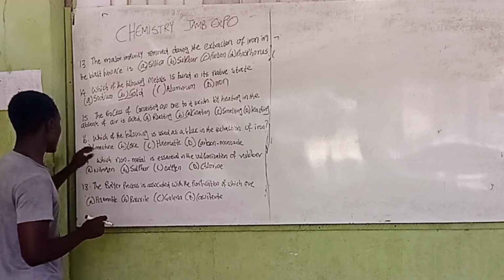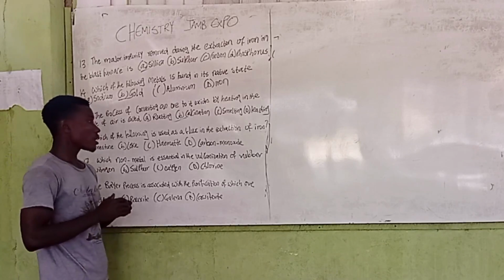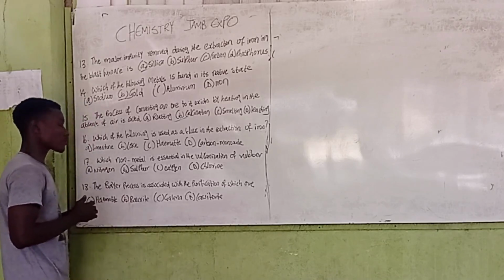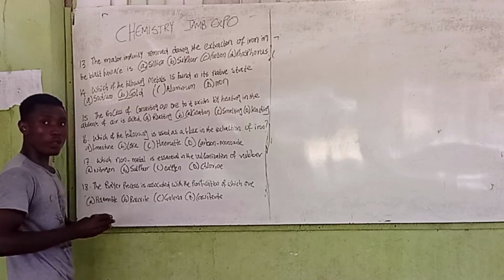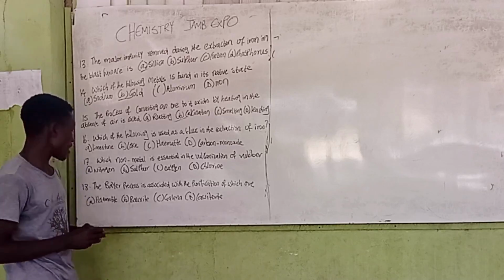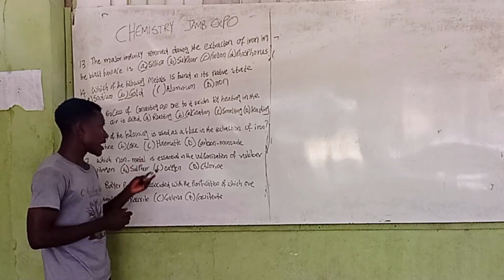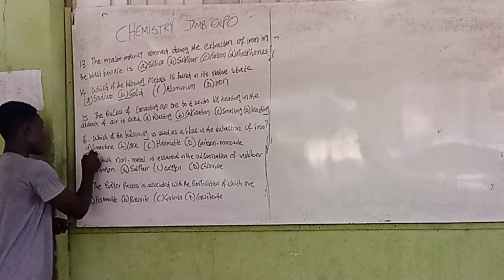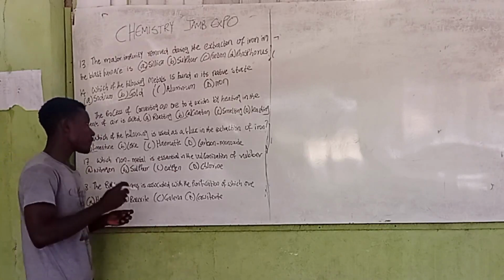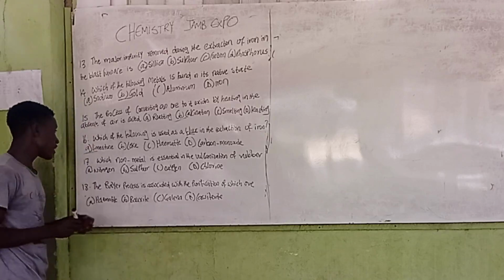16. Which of the following is used as a flux in the extraction of iron in the blast furnace? A. Limestone, B. Coke, C. Hematite, and D. Carbon monoxide. The answer there is limestone. Limestone is used as a flux in the extraction of iron.